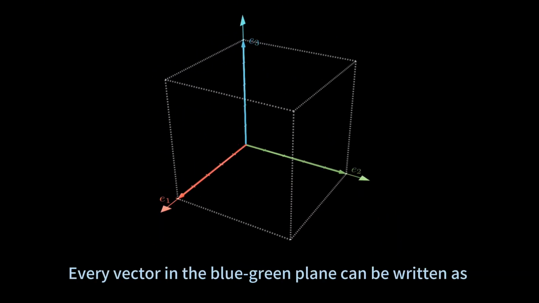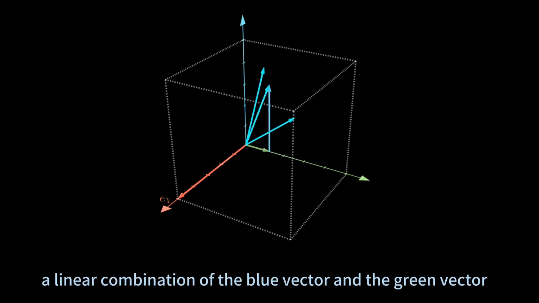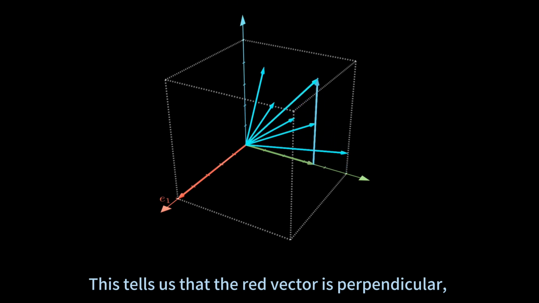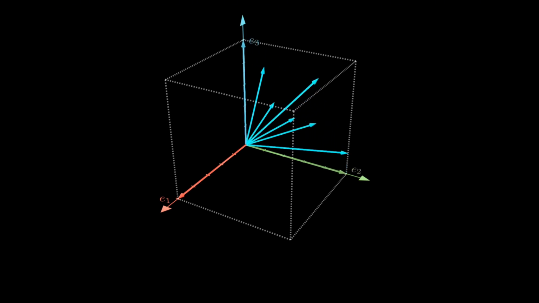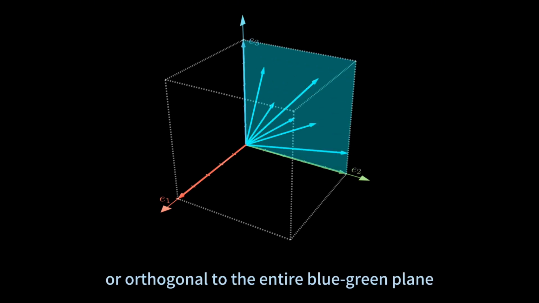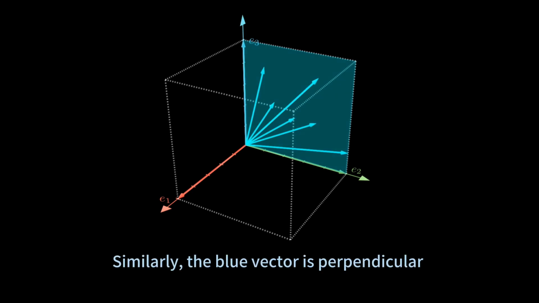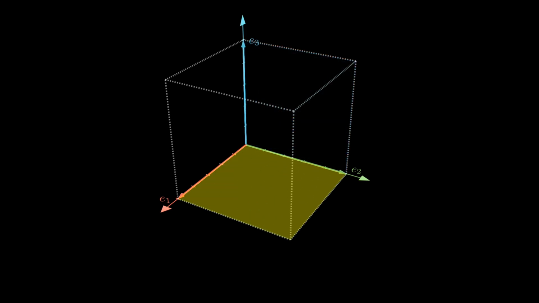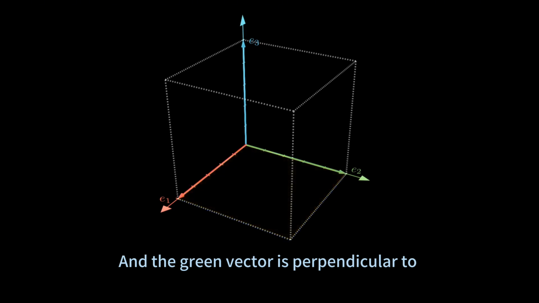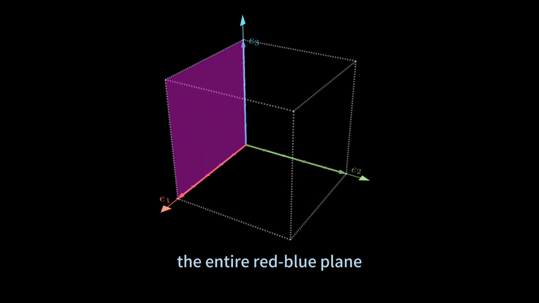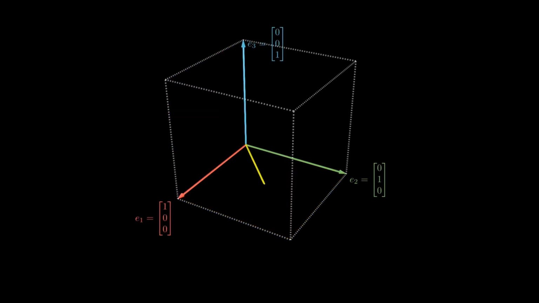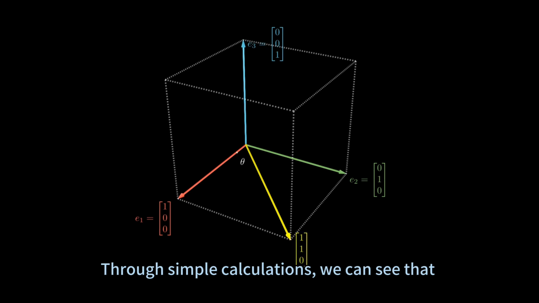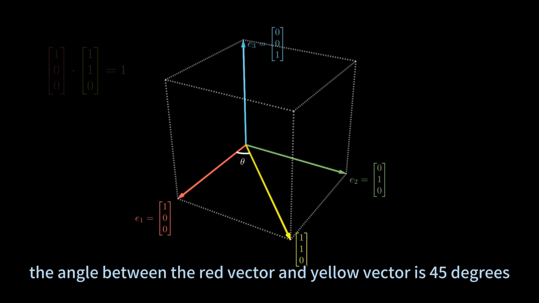Every vector in the blue-green plane can be written as a linear combination of the blue vector and the green vector. This tells us that the red vector is perpendicular, or orthogonal, to the entire blue-green plane. Similarly, the blue vector is perpendicular to the entire red-green plane, and the green vector is perpendicular to the entire red-blue plane.